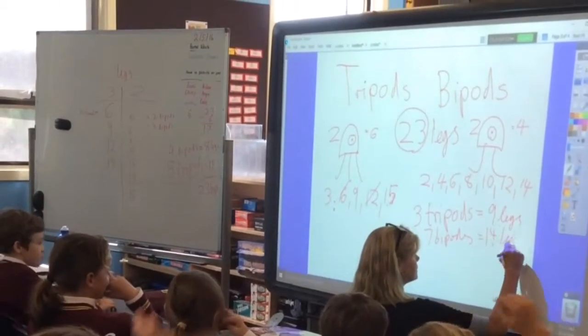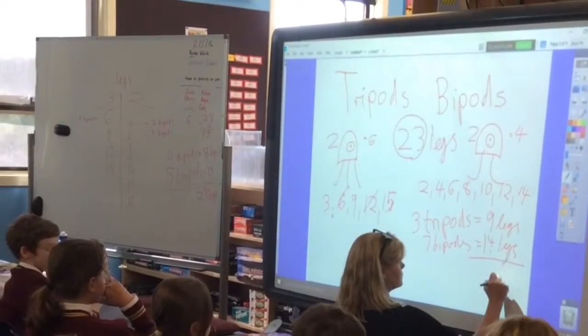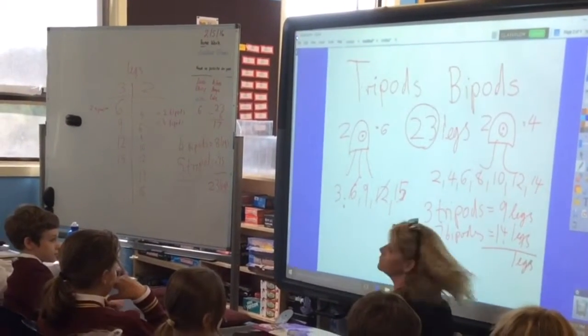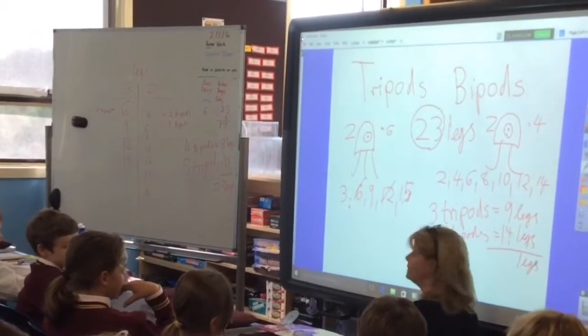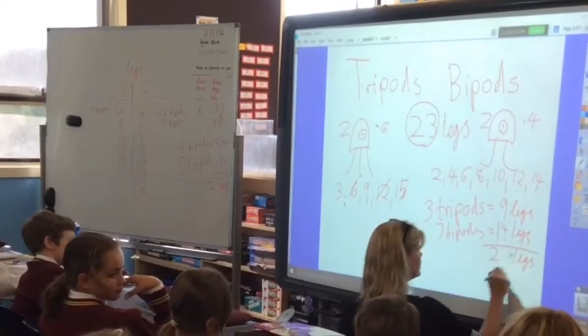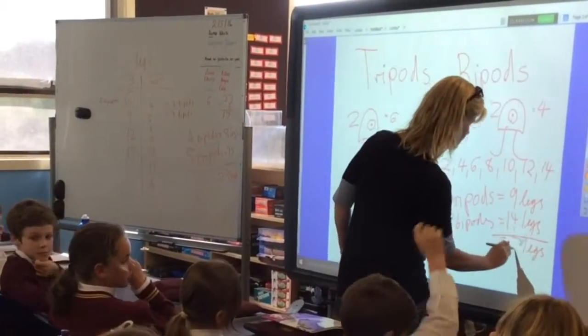Can we add that together and make 23? Otherwise we have to start over. Good? You agreeing? Is anyone else agreeing? How are we getting to 23? I agree.